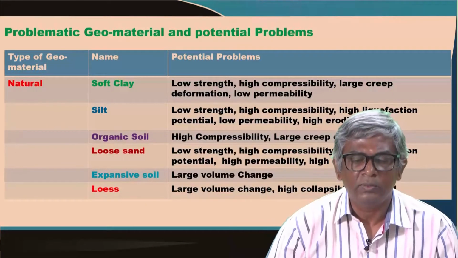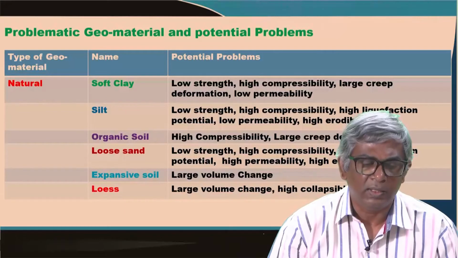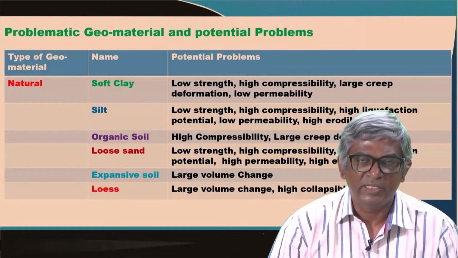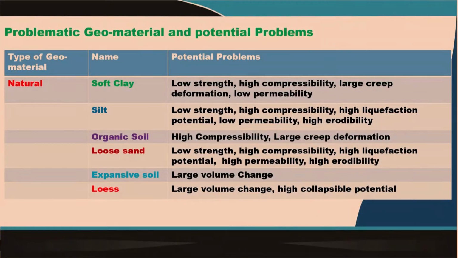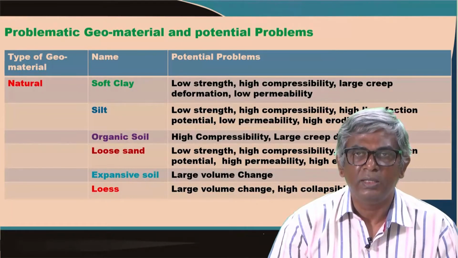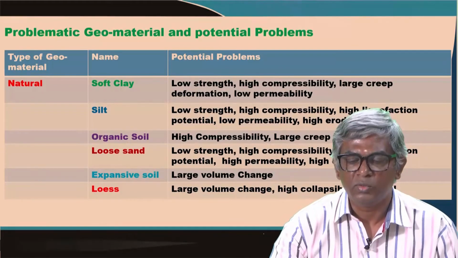I have mentioned some names of problematic soil. Problematic soil can be natural soil, and there are different kinds of natural soil. One is soft clay, then there can be organic soil, loose sand, expansive soil, and loess. They are all natural soils, and each of these soils has some kind of problem. That means if you try to build something on it, you will definitely face some problem. What are the different types of problems? Those problems are listed here.